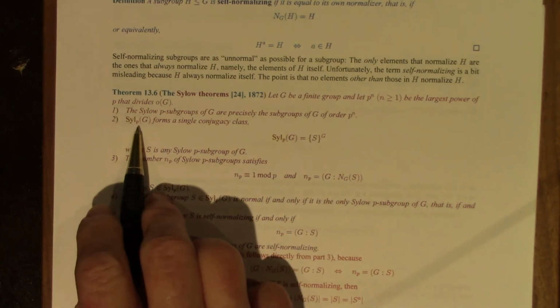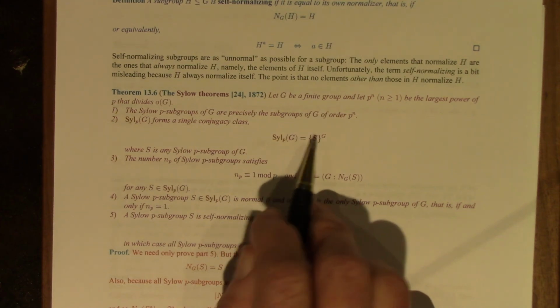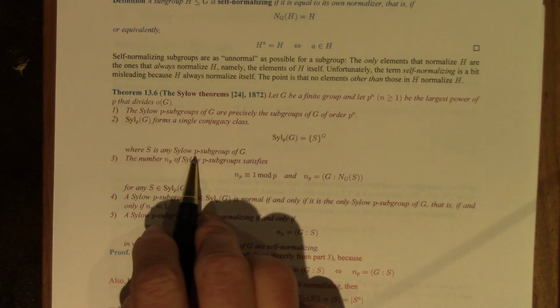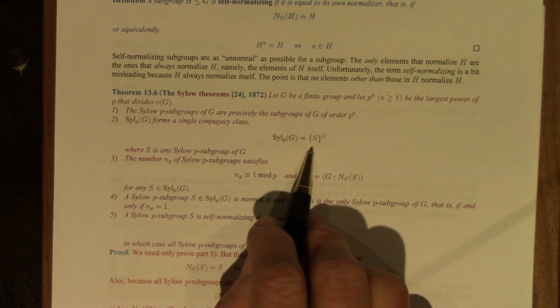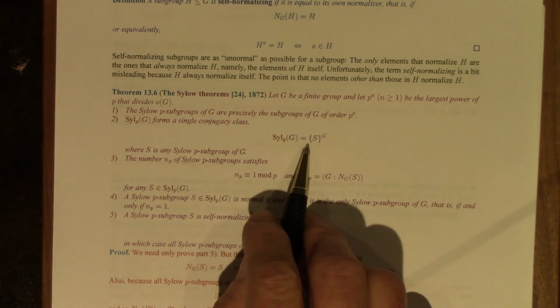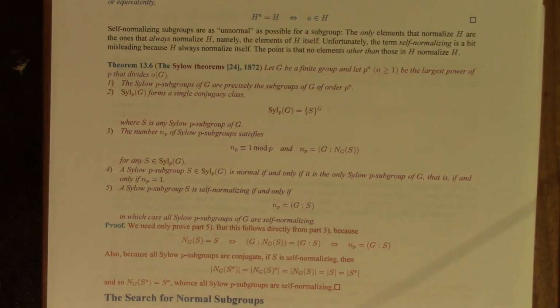The family of Sylow p-subgroups forms a single conjugacy class, where S is any particular Sylow p-subgroup. Pick any one you want. So another way to say this, as I said before, is that all Sylow p-subgroups are conjugate, and every conjugate of a Sylow p-subgroup is a Sylow p-subgroup. This is a much more elegant way to say that sort of long-winded sentence, that the family of Sylow p-subgroups is the conjugacy class of any given Sylow p-subgroup.